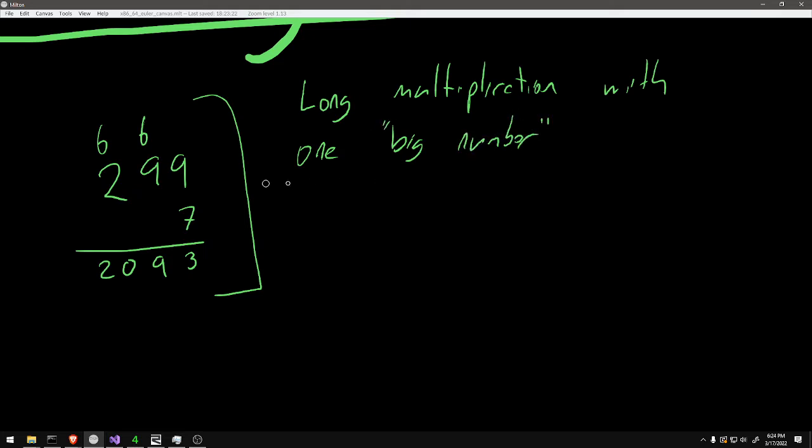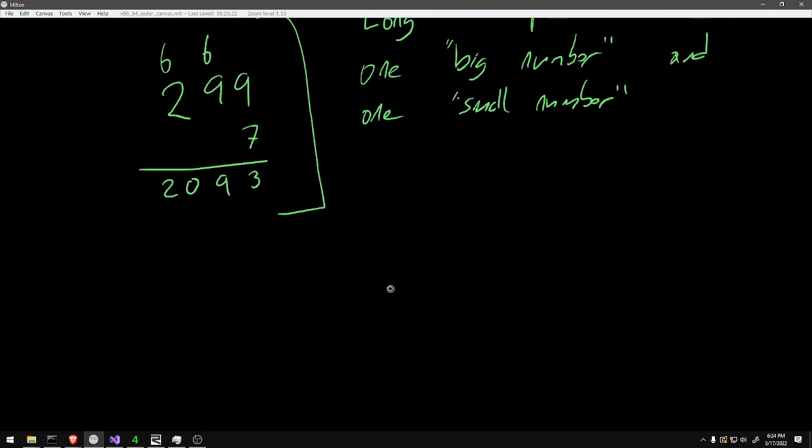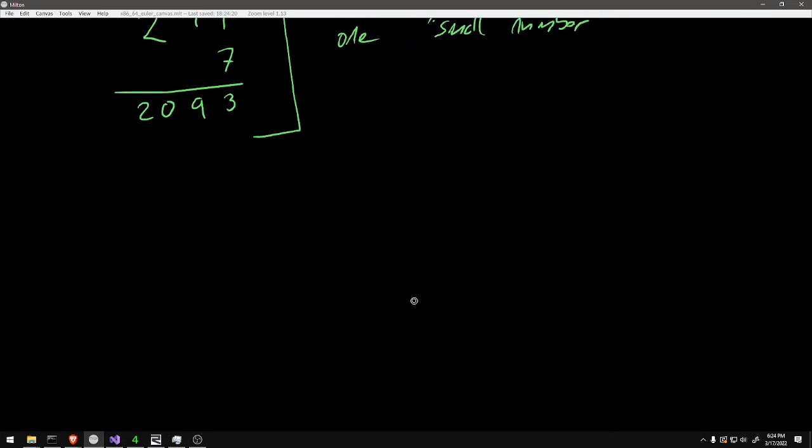So one big number, i.e. one with multiple digits, and one small number, i.e. one with a single digit. And the algorithm was not that big a deal, right? It was like multiply, and then we have a carry amount and leftover. Now let's take a look at how big a carry can get.